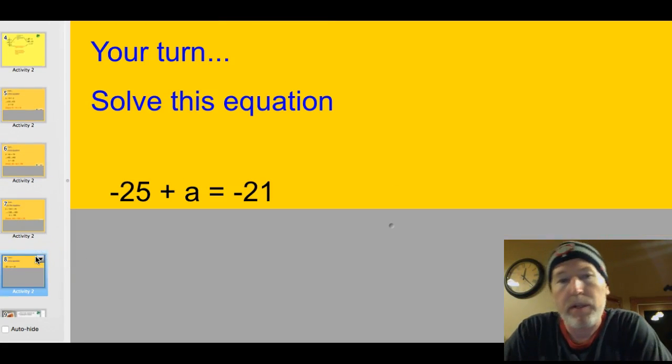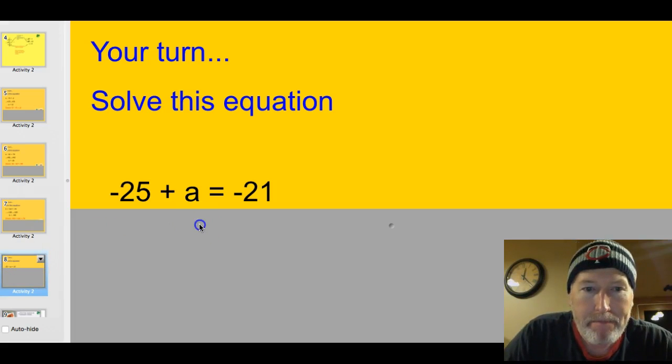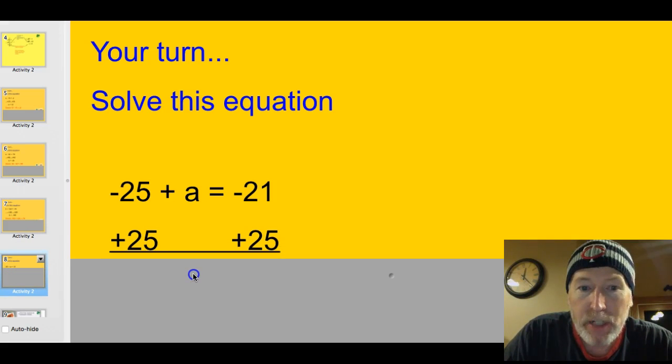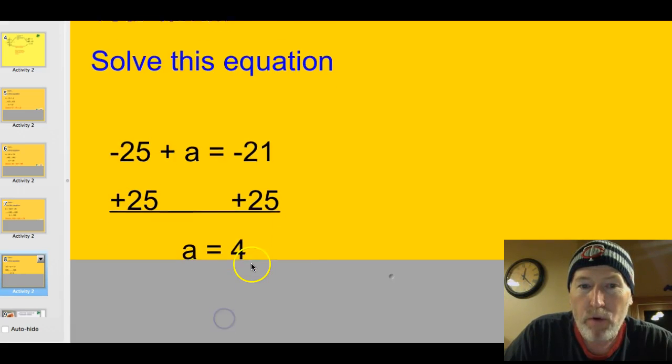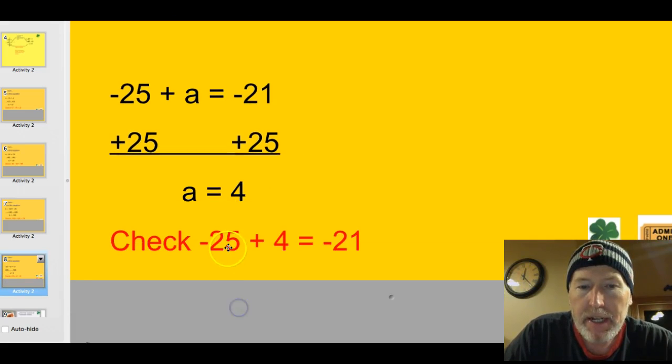Here's a little tricky one. See if you can figure this one out. All right, let's see how you did. Did you add 25 to both sides? You have to get rid of the minus 25. And when you do that, you end up with a equals 4. Let's see if it makes sense. Negative 25 plus 4, negative 21.